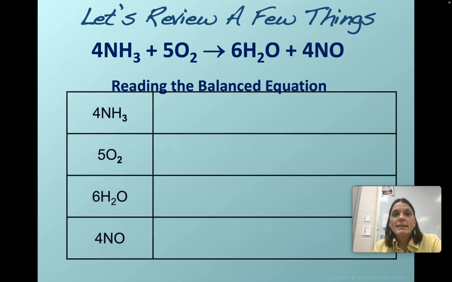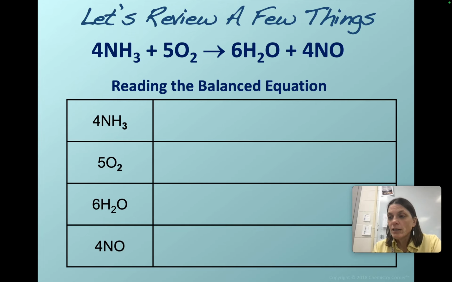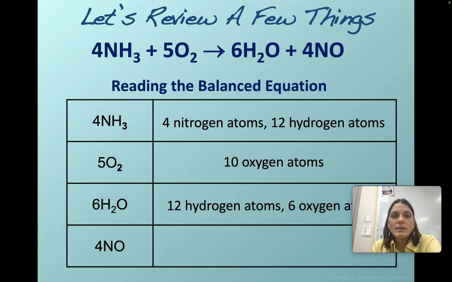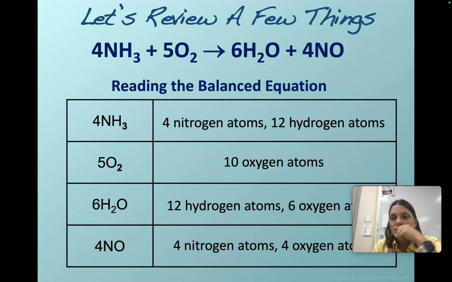Last but not least, if we have a balanced equation like we do at the top, and we have a coefficient 4 in front of a compound, what that tells us is it's 4 times the entire compound. So 4 times the amount of nitrogen, 4 times the amount of hydrogen. A 5 in front of the O2 tells us 10 oxygen atoms. 6 times H2O gives 12 hydrogens and 6 oxygens, and 4 NO gives 4 nitrogens and 4 oxygens. This is a bit of a review of what we've learned before. The coefficient in front multiplies the whole compound.